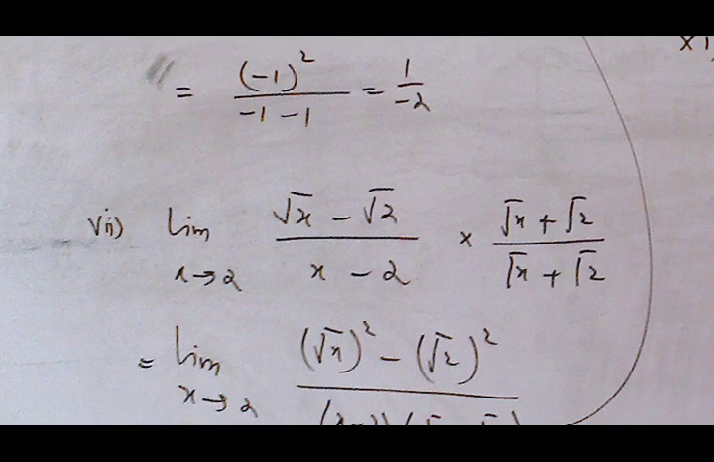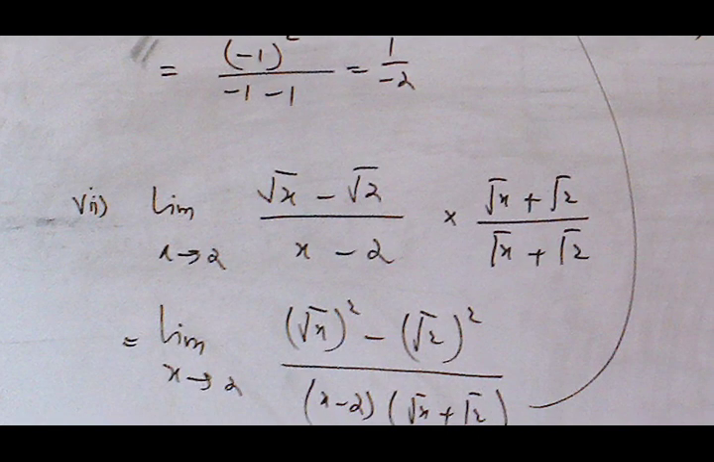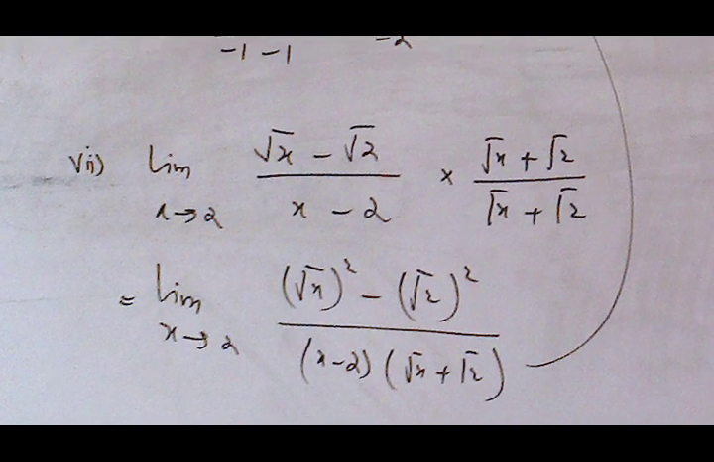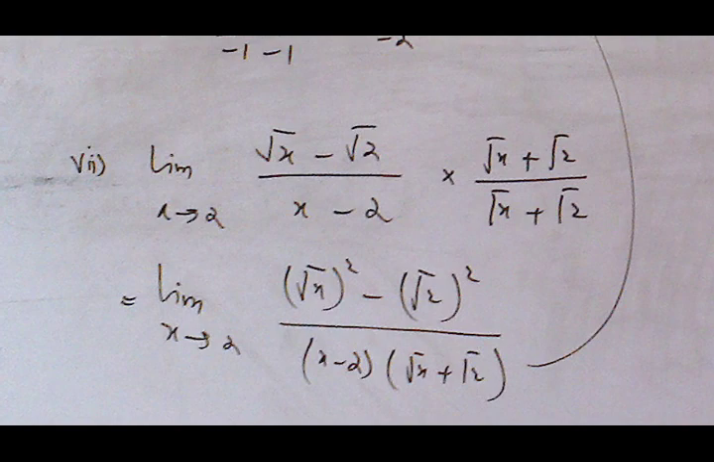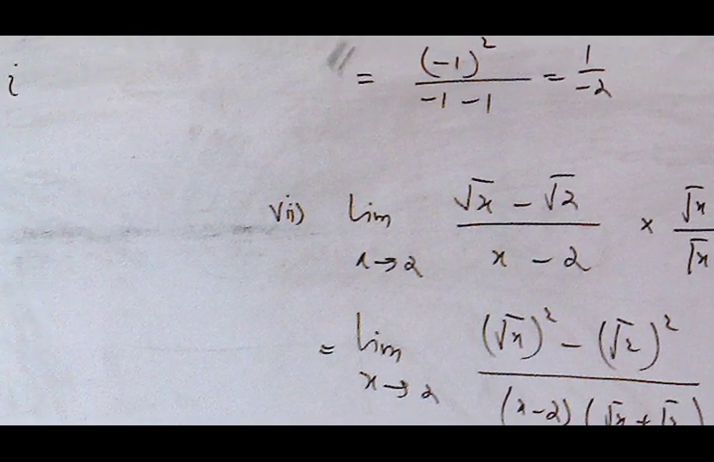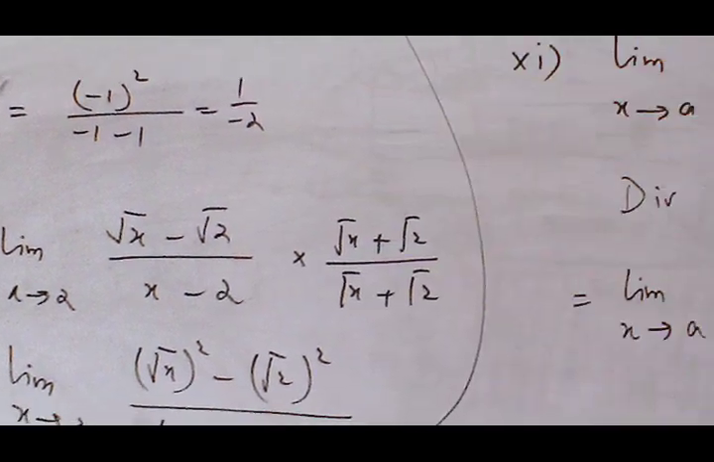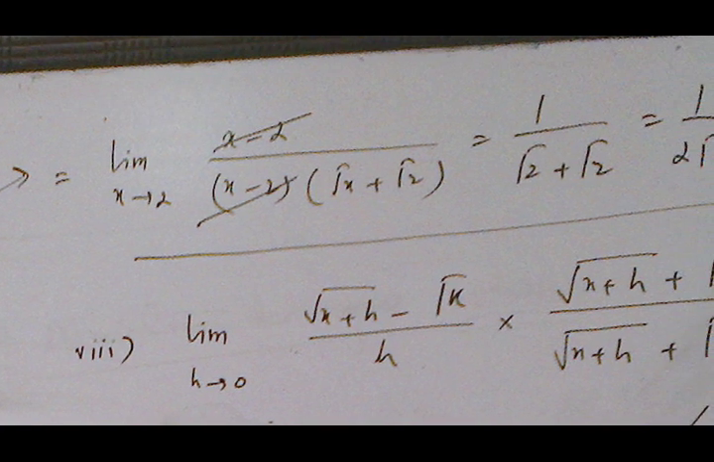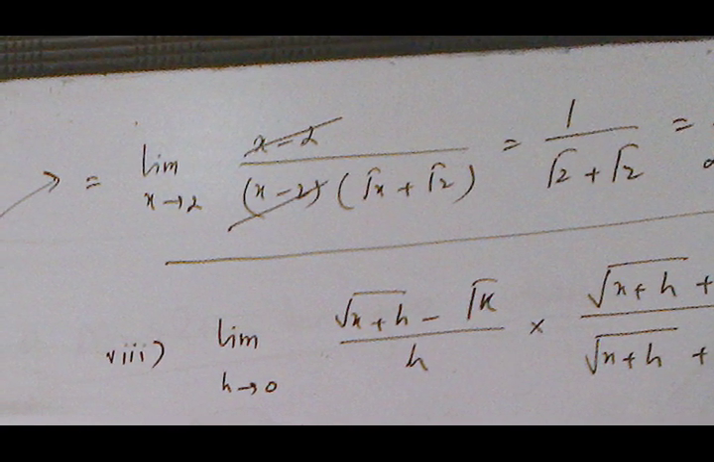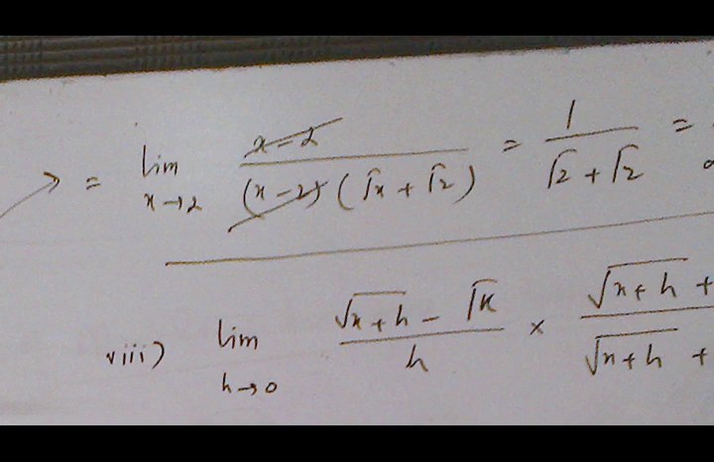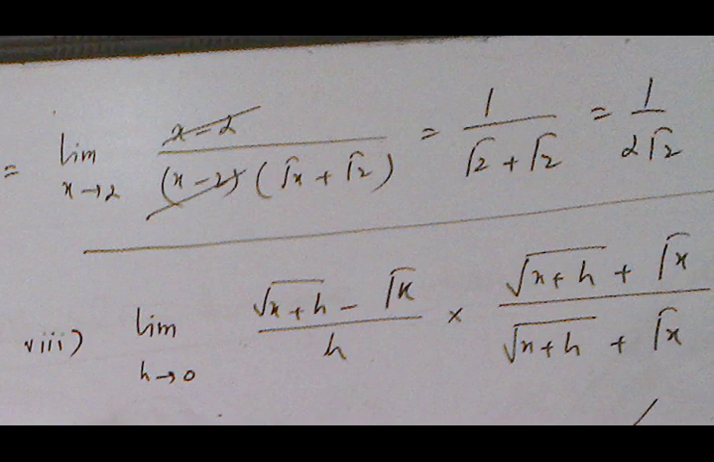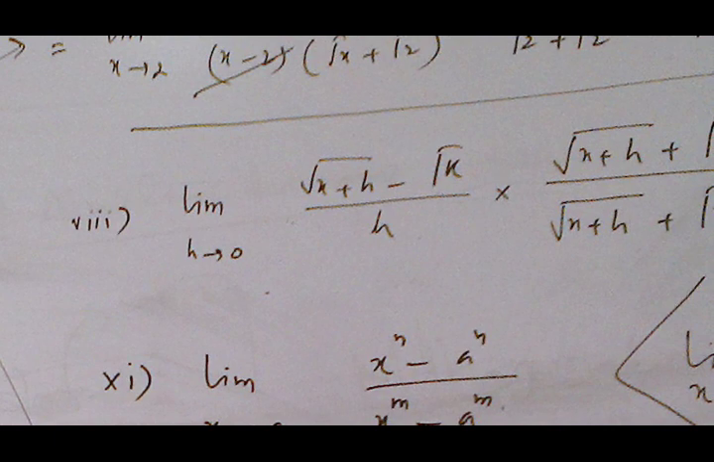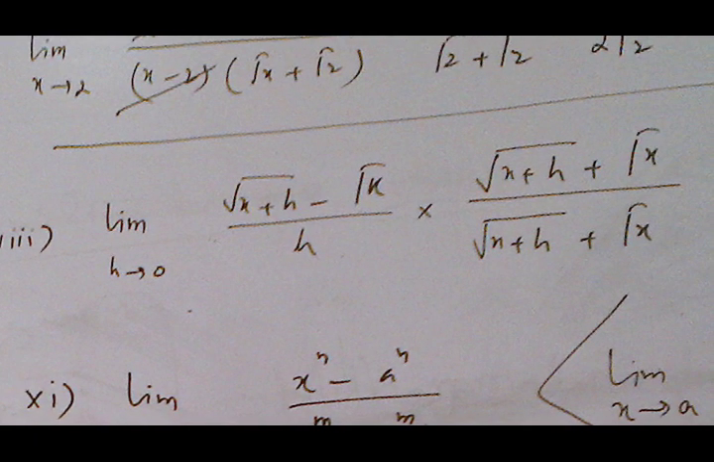And in the next part we rationalize, and in the numerator it becomes a square minus b square. Then we have the answer, and the next part is similar to the previous question: rationalize it and get the result.